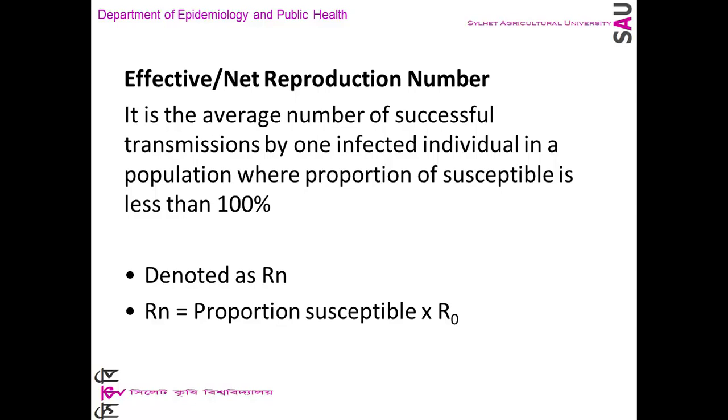The basic difference between R0 and Rn is that R0 is calculated in a totally susceptible population, that is, the proportion of susceptible is 100%. In contrast, Rn is calculated in a population where the proportion of susceptible is less than 100%.